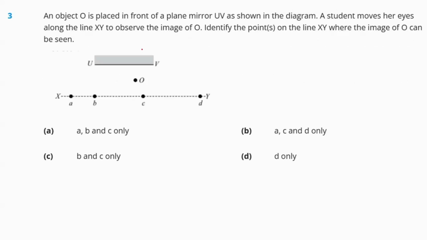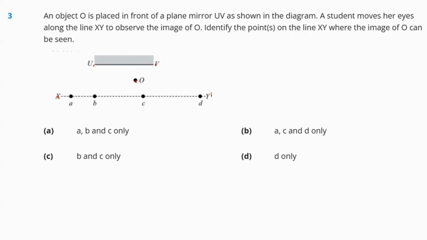Coming to question number 3. An object O is placed in front of a plane mirror UV as shown in the diagram. A student moves her eye along the line X to Y to observe the image of O, and we need to identify the points on the line XY where the image of O can be seen.